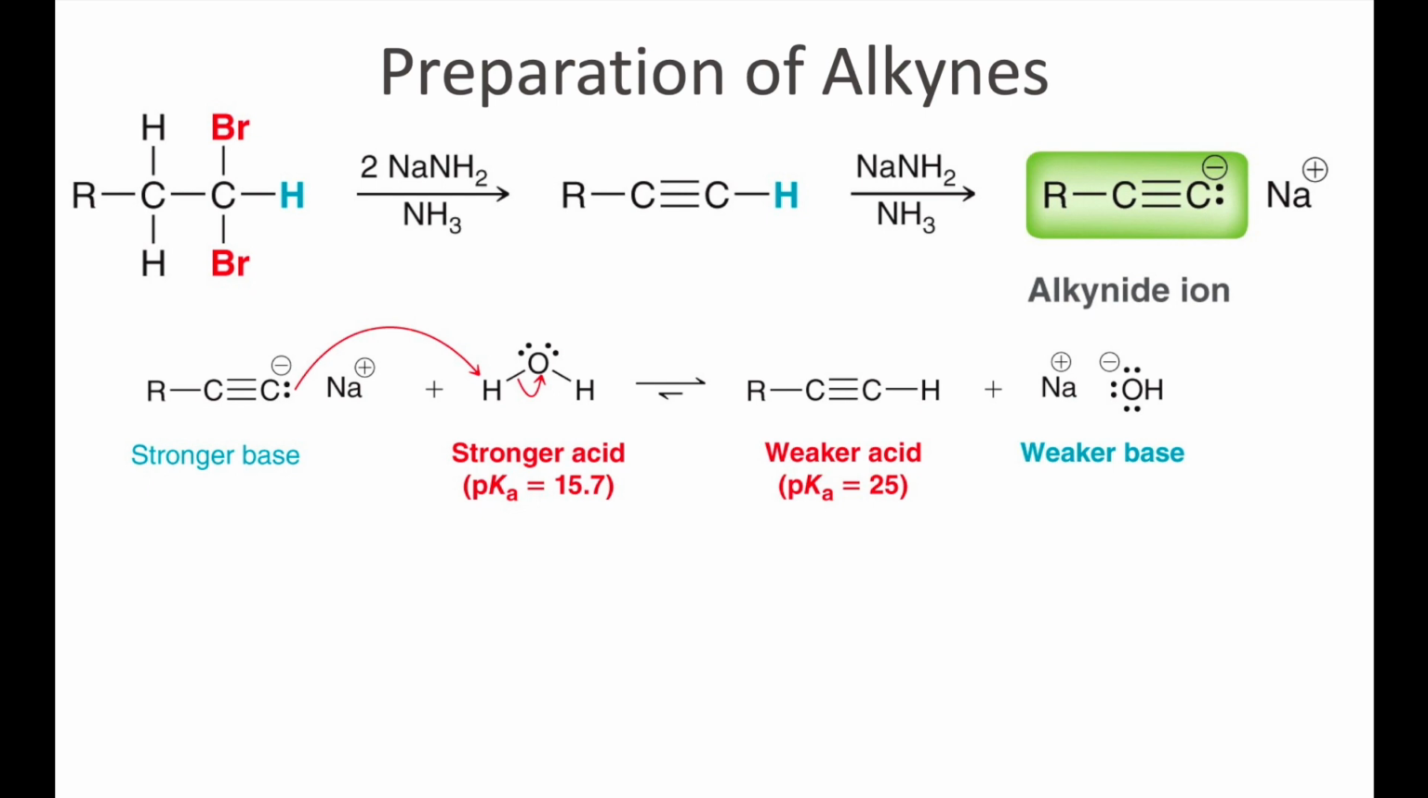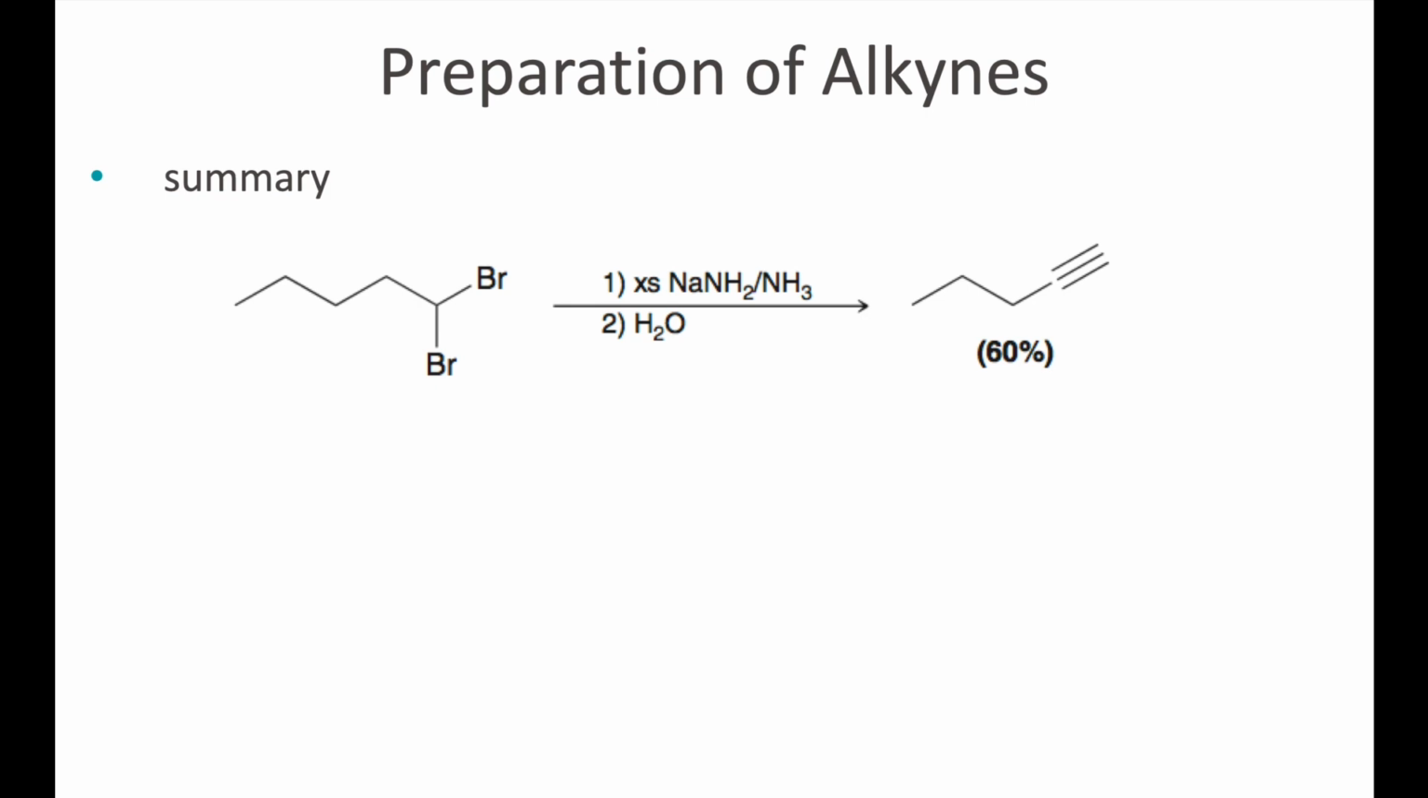Again, anytime you add water or slightly acidic water into a solution to obtain a neutral compound at the end, that's known as a workup reaction. Alright, so in summary, to form that alkyne, the steps are as follows. You subject your dihalide to excess. The letters XS here stand for excess. I know, super punny. But yeah, that means an excess amount of sodium amide in the solvent ammonia, followed by a second step of workup with water.